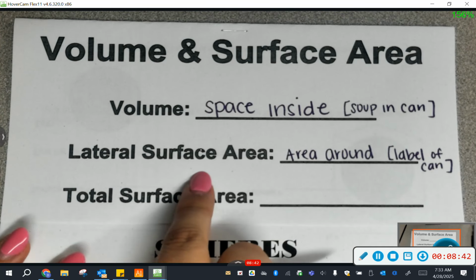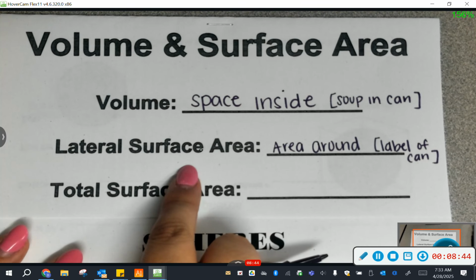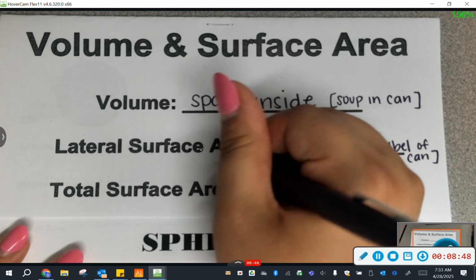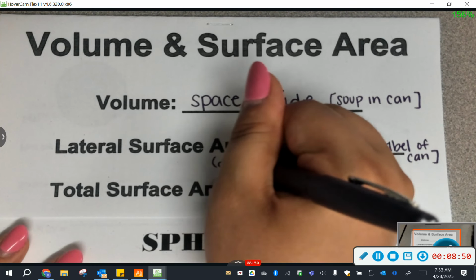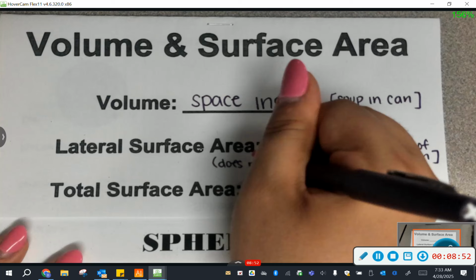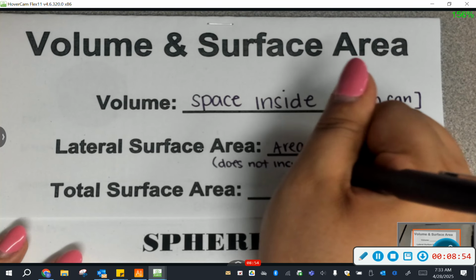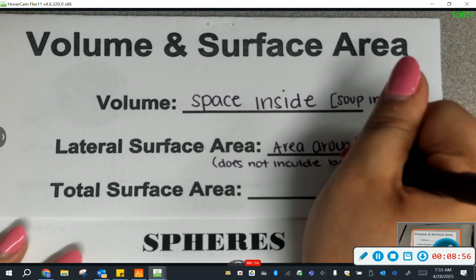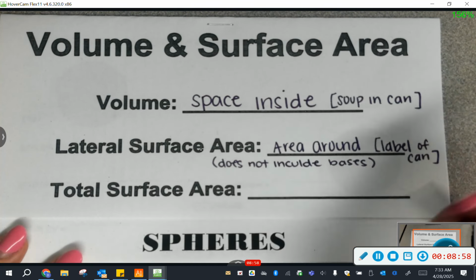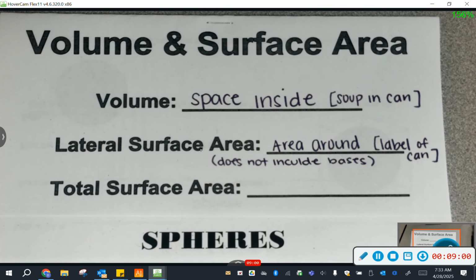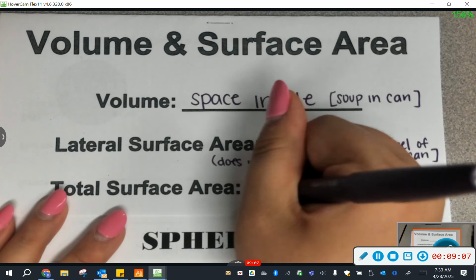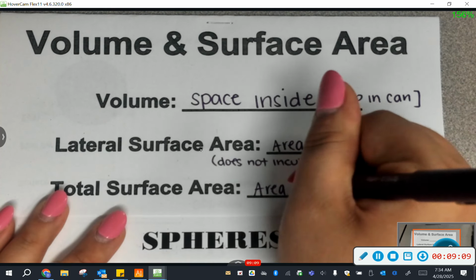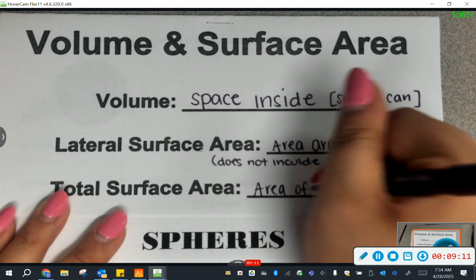For lateral surface area, do we include the bases? So if you want to also add that in, you can write does not include your bases. And then total surface area is your area of all faces.